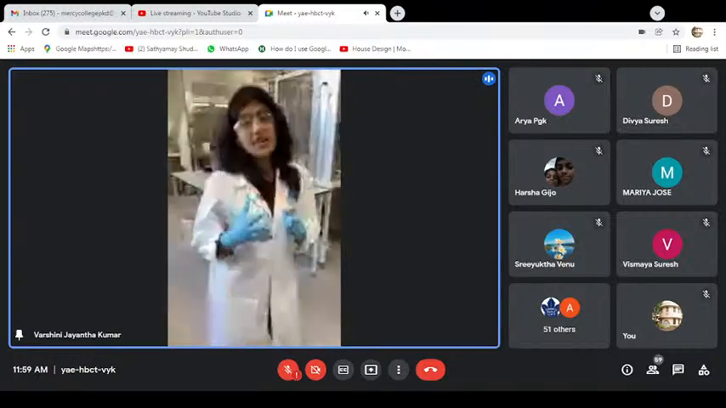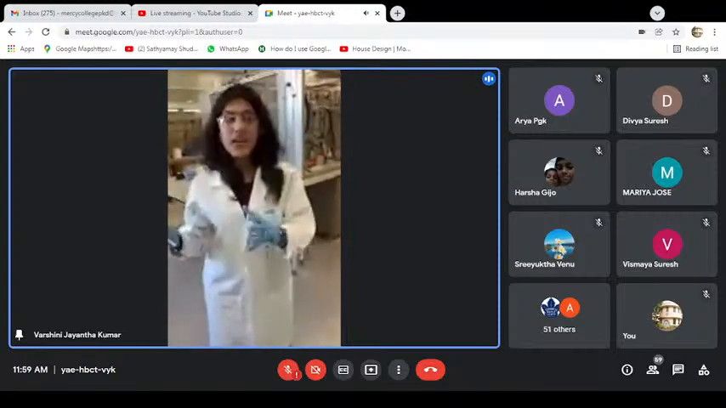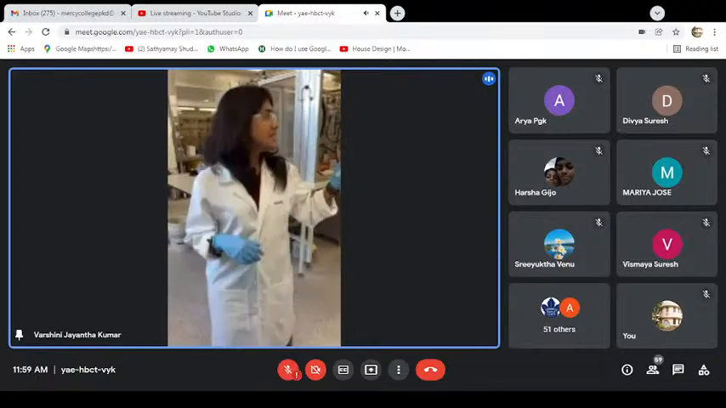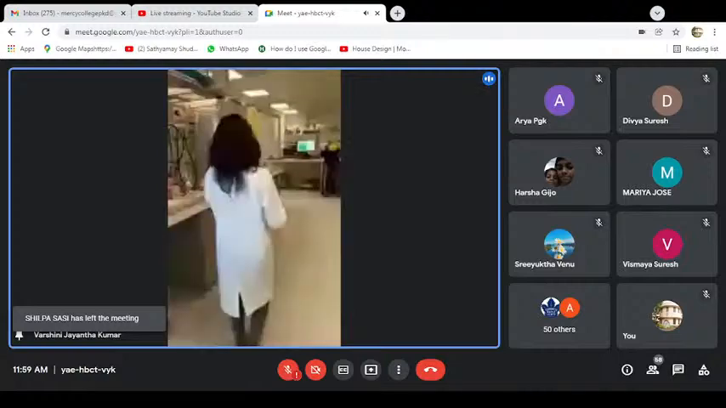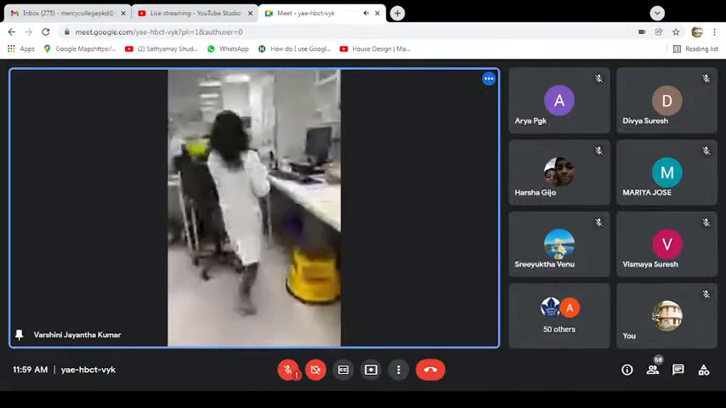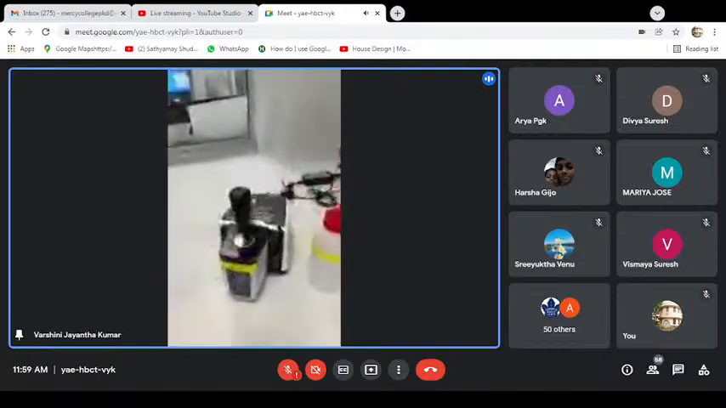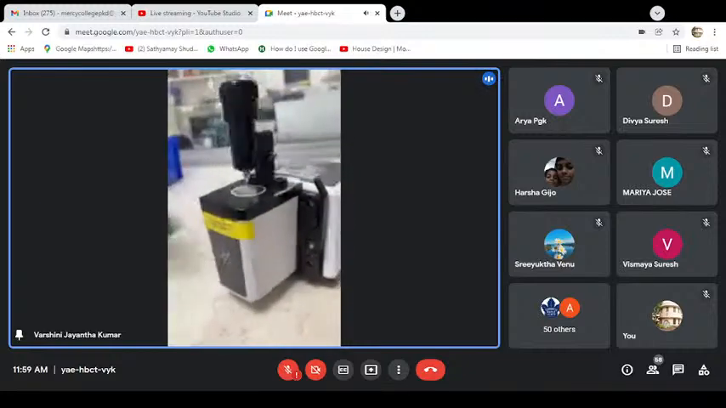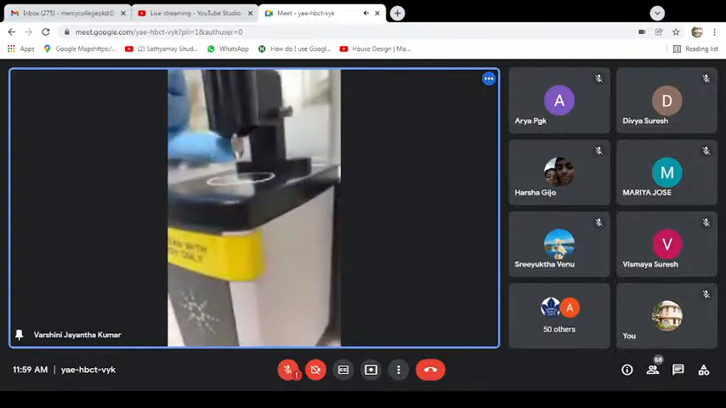Now, how do we understand it's the right product that we made? That's when we need a lot of characterization techniques. We are really lucky that we have one of them inside the lab itself, which is the infrared spectrometer, which I can walk you through. So this is the infrared spectrometer, which is the attenuated total reflection spectrometer that we have over here, which has a diamond crystal inside, and this is the probe.